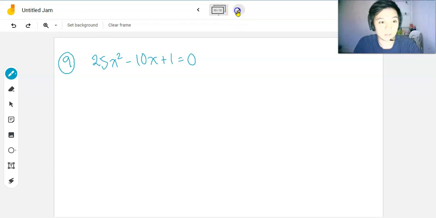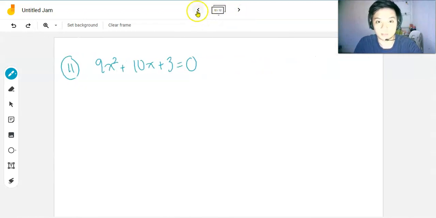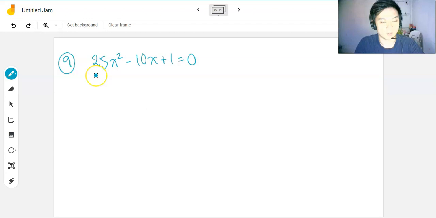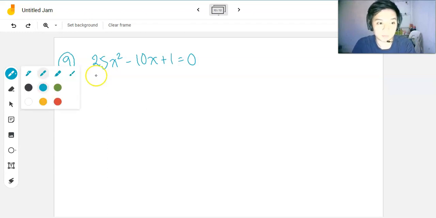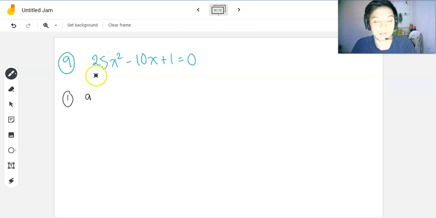Okay, so meron lang tayong tatlong equations na kailangan i-solve using the quadratic formula. And let's start with this one. So, naka-standard form naman na yan. So, anong step 1 natin? Write the value of A, B, and C. And A is 25, B is -10, and C is just 1.